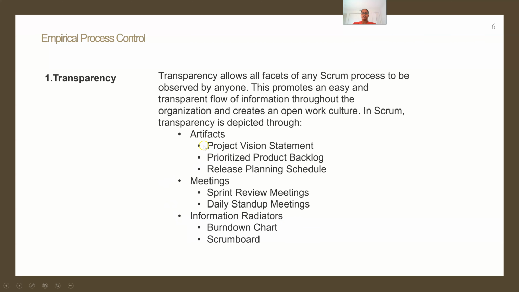Eventually we will be seeing that the artifacts include the project vision statement, prioritized product backlog, and release planning. The meetings consist of sprint meetings and daily stand-up meetings. Finally, the information boards are the burn down chart and Scrum board. We will be seeing an example of all these very soon.